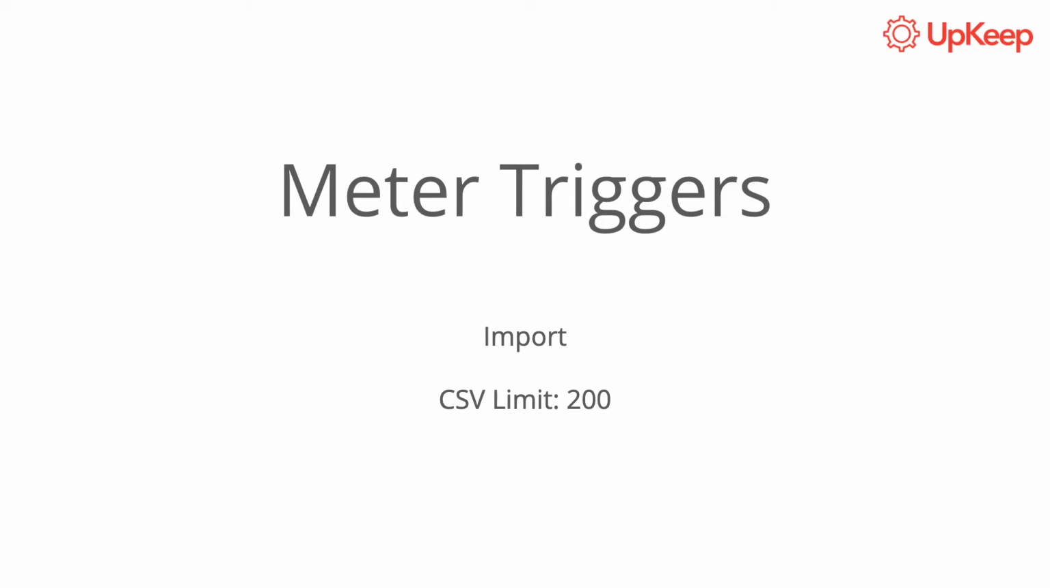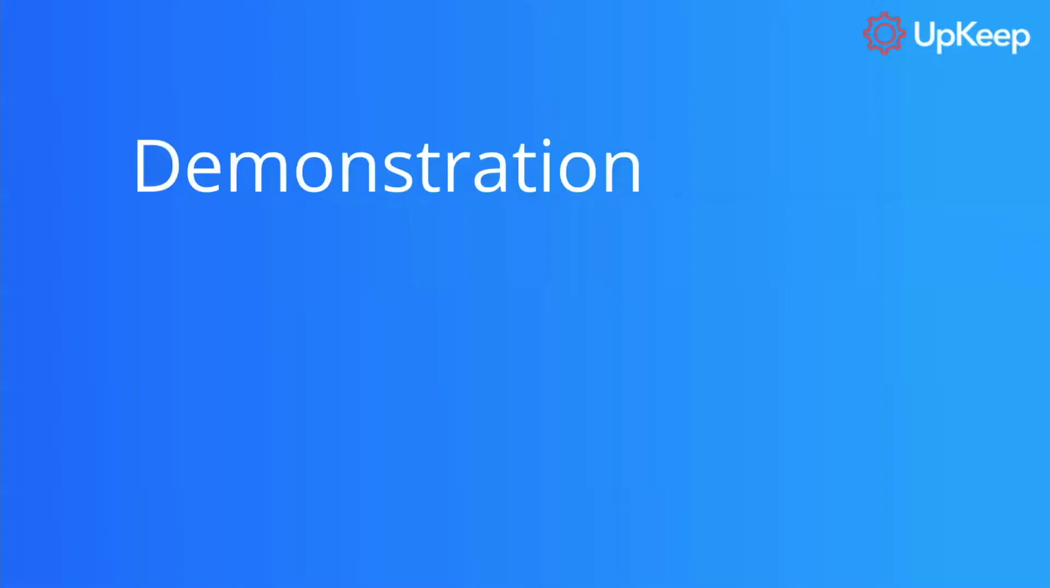With meter triggers, you can import them through something called a CSV file, which stands for comma separated value, meaning you can import it through a spreadsheet. And the max limit you can do this is 200. So if you have over 200, say you have to import like 250, you'd have to break that into batches. Okay, so let's get right into it and let me show you a demonstration.